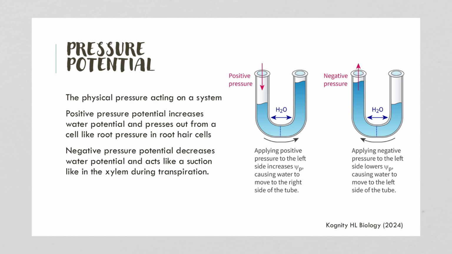So in this example, the first one, applying positive pressure to the left side will increase the pressure potential, making the water move to the right side of the tube. And then applying negative pressure, so basically reducing the pressure on the left side, creates a lower water or pressure potential, meaning that the water will move to the left side of the tube.